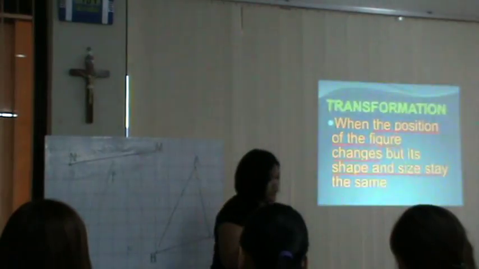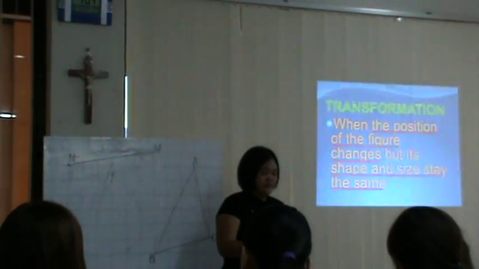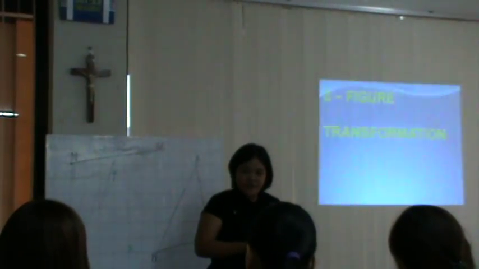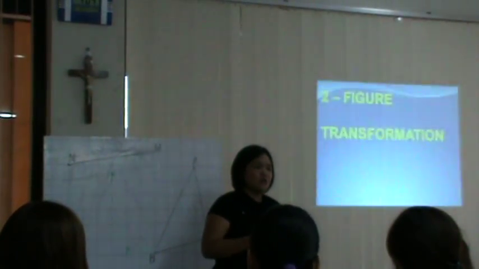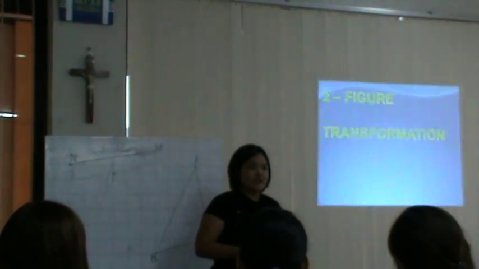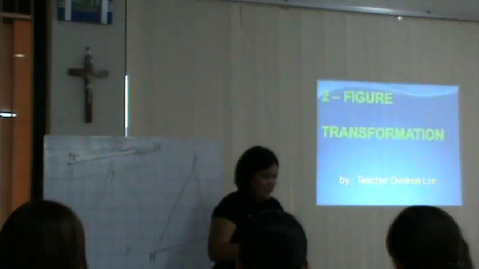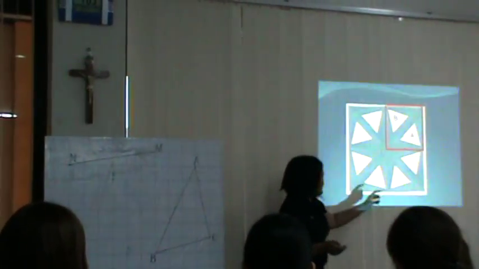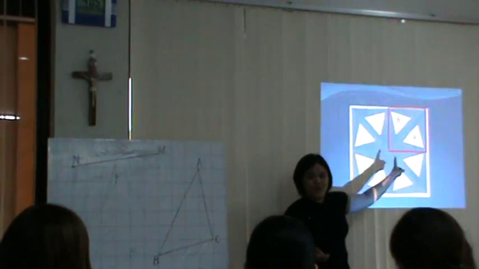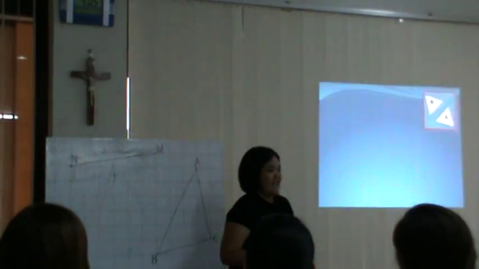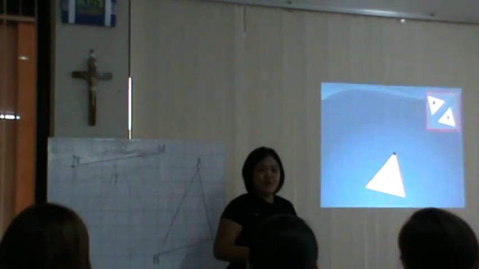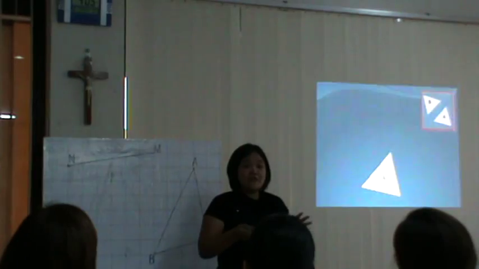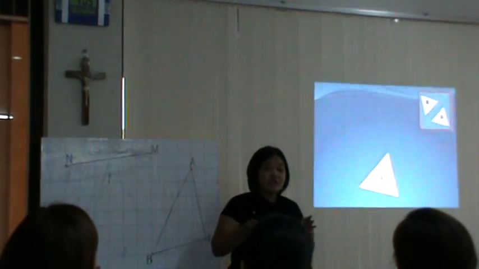Okay. So now let's go back. Okay, for today, we will be discussing figure transformation. And for today's lesson, we will discuss the first kind of figure transformation. So to understand the first kind, let's go back to our origami activity. Let's pretend that we will cut this portion. Okay? And let's observe its movement. Okay, because we said that in a transformation, there's a change in location, so there is movement.